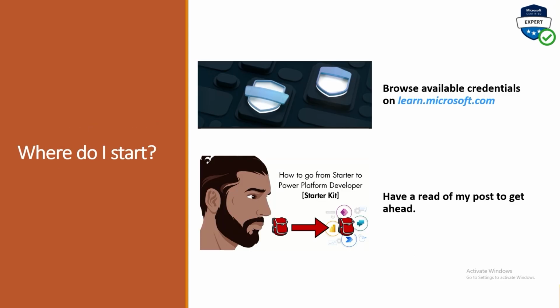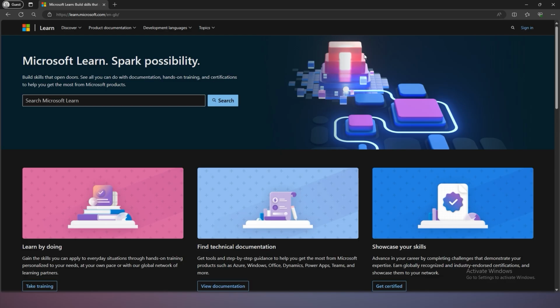So there's a lot of information there, and I'm sure you're asking the question, where do I start? If I was you, the first thing I would do is browse the available credentials and certifications that you can actually take on learn.microsoft.com. So I'll take you to that website now. So right here, I'm on learn.microsoft.com. I've got a search bar on the top where I can search through things.